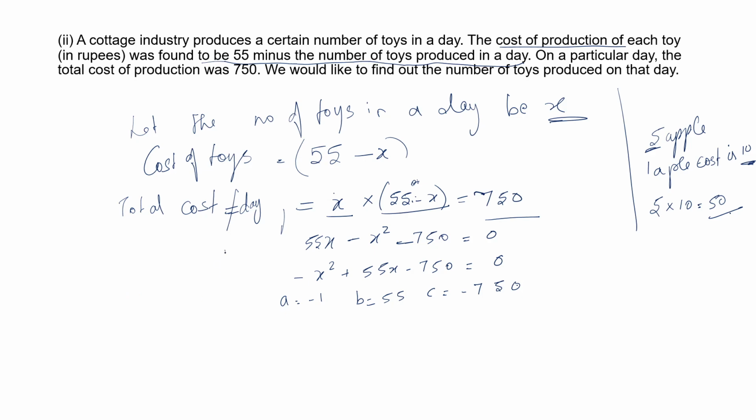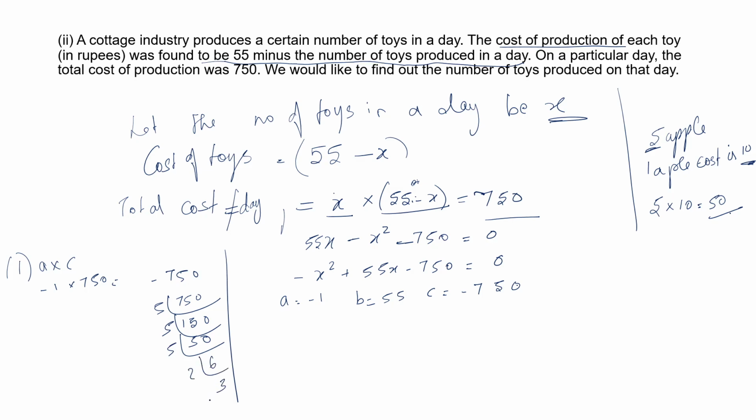So now we have to go along with our method. First one is a into c: minus 1 into 750, that is minus 750. Then factorize that. Factorization done. Now I have to split it in such a way that I get 55 and 750.